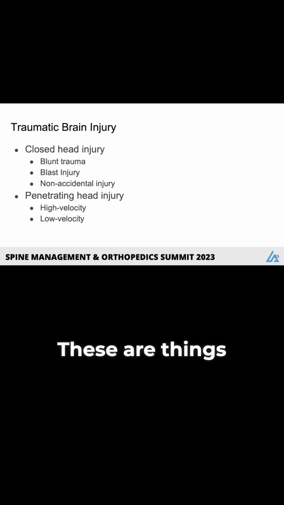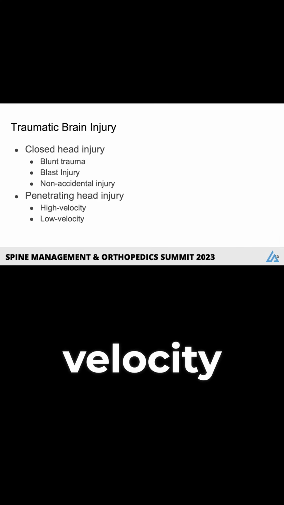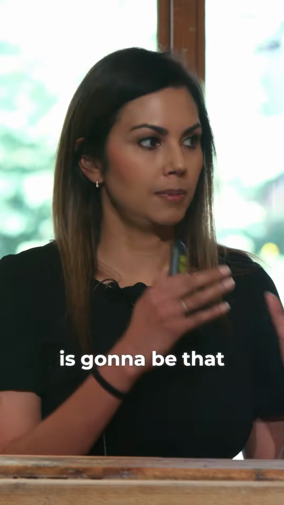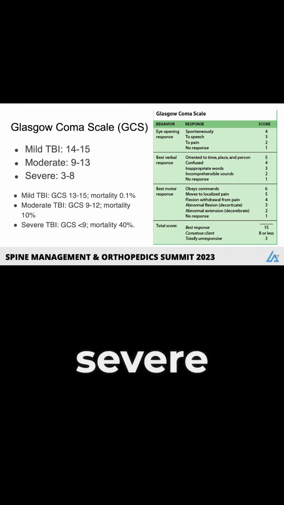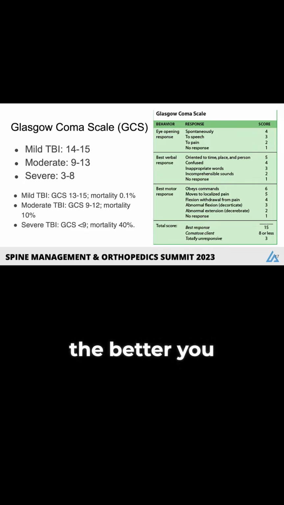This is blunt trauma. These are things like falls, assaults, and motor vehicle accidents. The same goes for low velocity, repetitive trauma that we see. Any of the sports players who are having low impact repetitive trauma is going to be that blunt closed head injury. The more severe your TBI is, the worse you do long term. The less severe, the better you do. Makes a lot of sense.